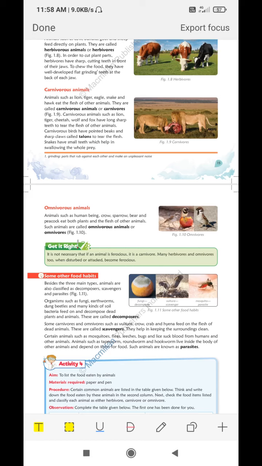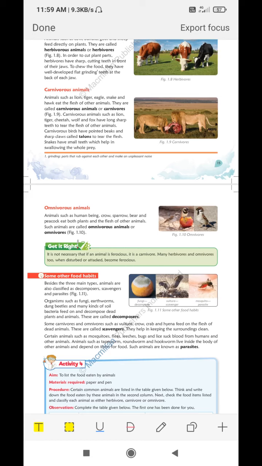And scavengers like vulture, crow, crab, hyena, these all feed on dead animals. So that's why they are keeping our environment clean. Yes, parasites like mosquitoes, leeches. Leeches means jalagalu. These all come under parasites. Leeches, fleas, bugs, they depend on others and suck the blood.